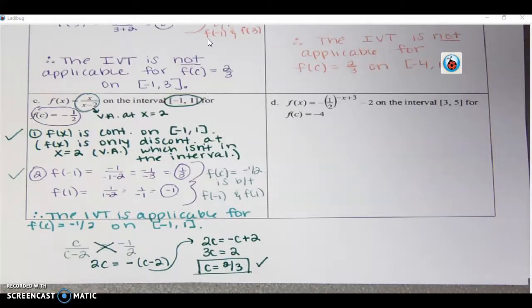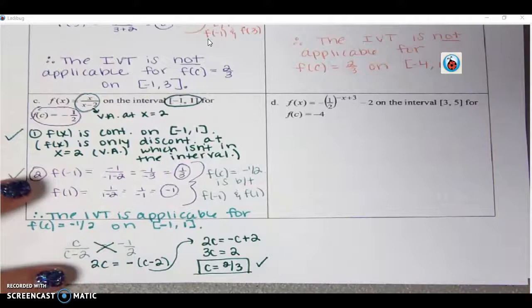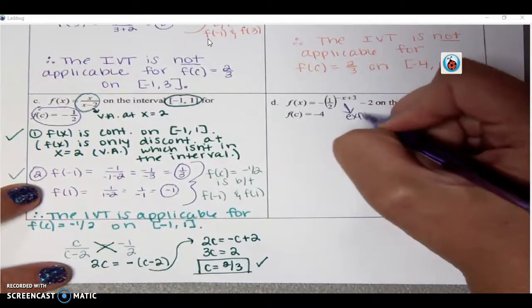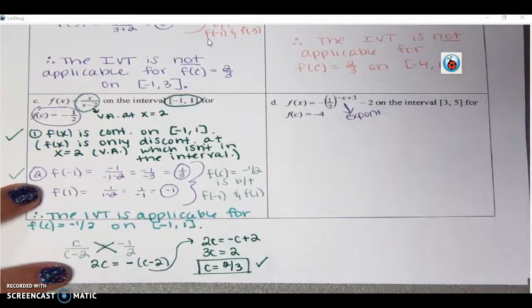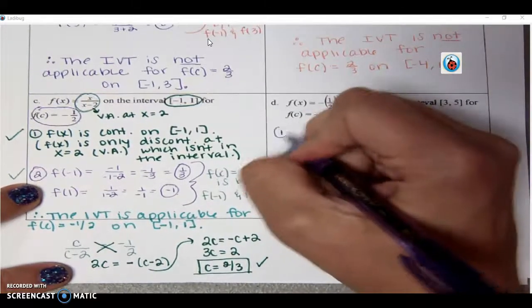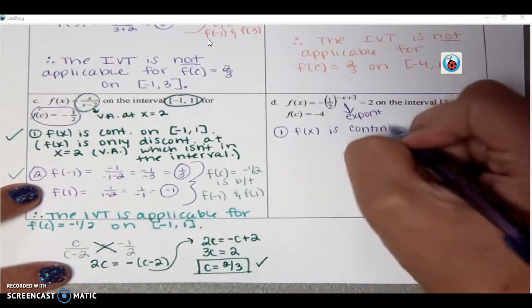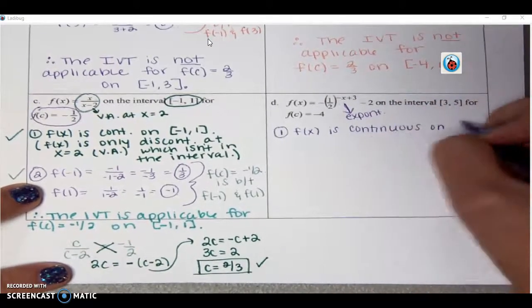Alright, so last problem. This time we have an exponential function. If you remember from exponential functions, they are always continuous, okay? So we're going to say f of x is continuous, and it doesn't matter what the interval is, but it's continuous on our interval from 3 to 5.